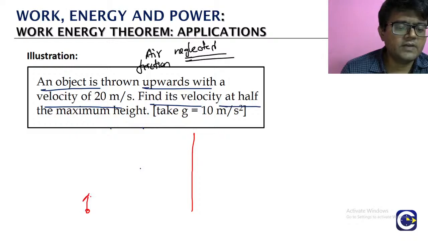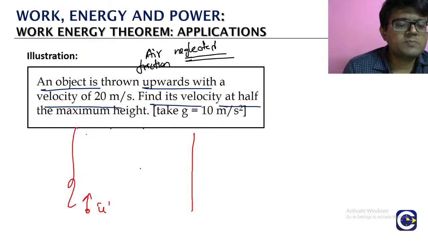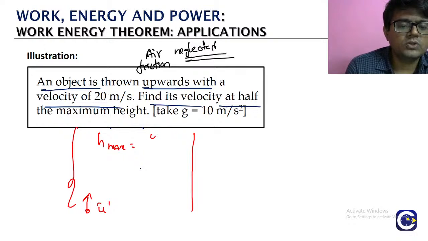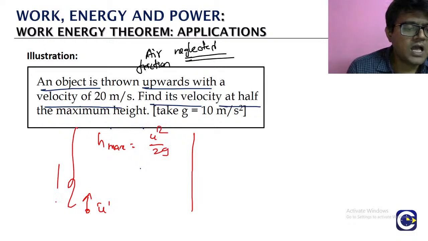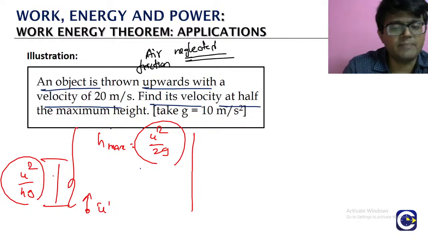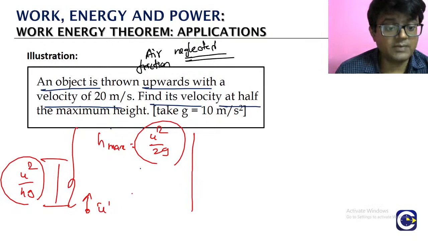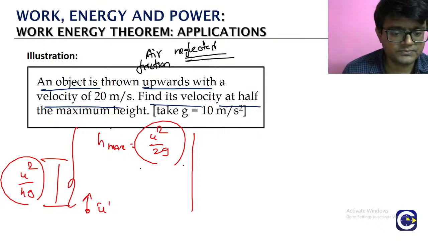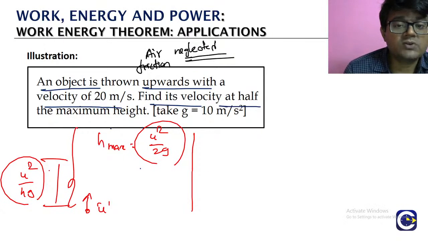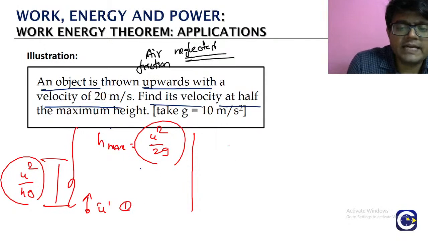See, if you are starting with a velocity u, we know the h max value. What is the h max value? U square by 2g, right? Half the maximum height means half of that value, which is u square by 4g. This is half the maximum height. So we are going to do the general result. At the initial point, point 1, kinetic energy is half m u square and potential energy is 0.